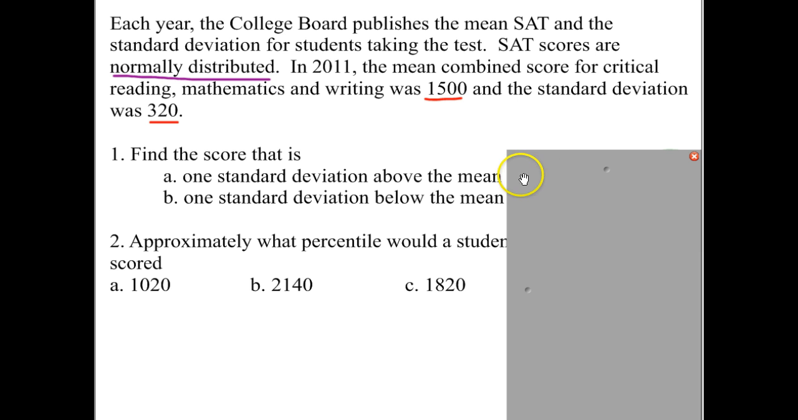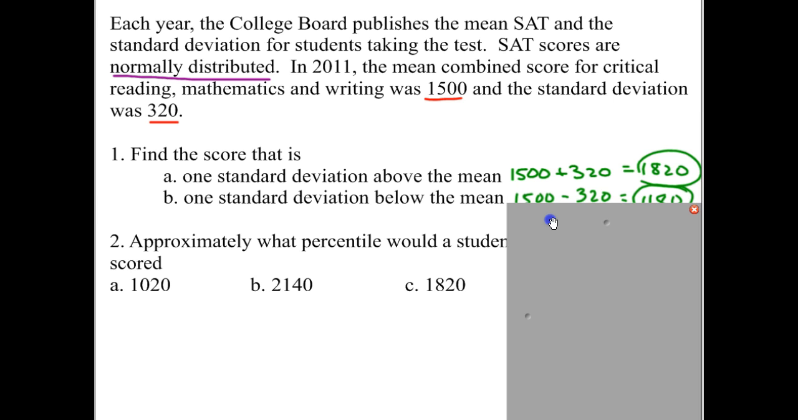That's the key here. So we know those percentages apply. I want you to figure out the value that is one standard deviation above the mean. In other words, take the mean and add on 320, and one standard deviation below the mean. Then play the recording when you've got those numbers figured out. Okay, so hopefully you figured out that 1820 was the score that is one standard deviation above the mean, and 1180 is one standard deviation below the mean.